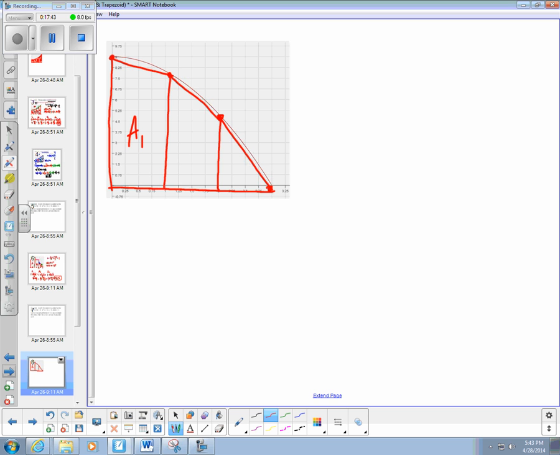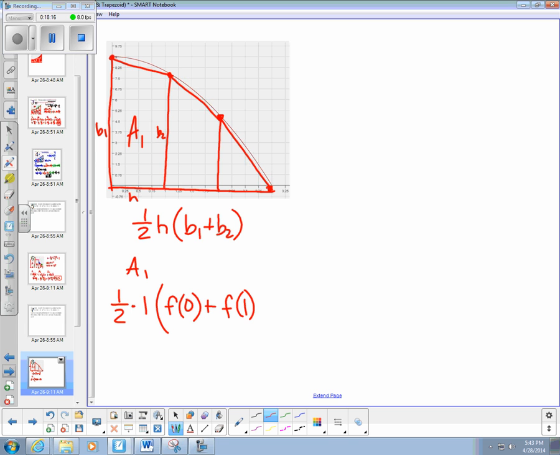Okay, so let's do our first trapezoid. The formula for the trapezoid again is 1/2 times the height times base 1 plus base 2. So for the first trapezoid, 1/2 times, this time our height, remember the height is actually what we were using for width on the rectangle, is 1. Our base 1 is on the left side, so that would be f of 0, plus base 2 is on the right side, so that's f of 1.